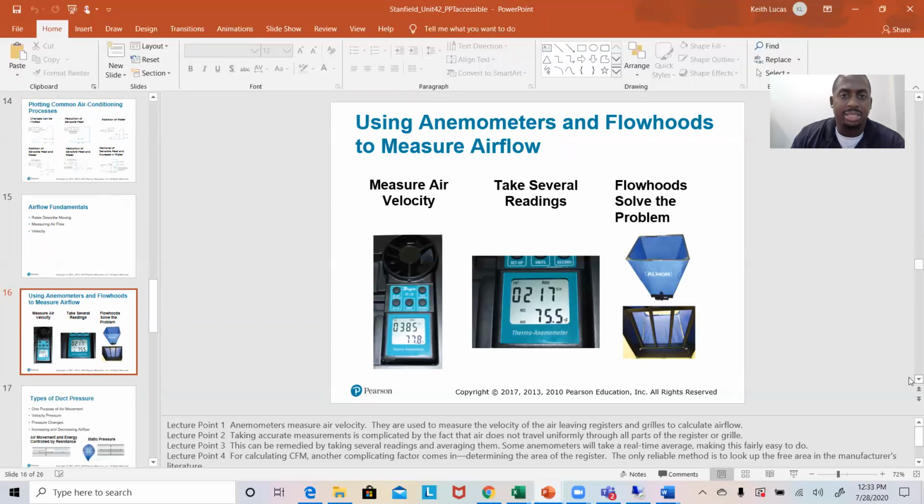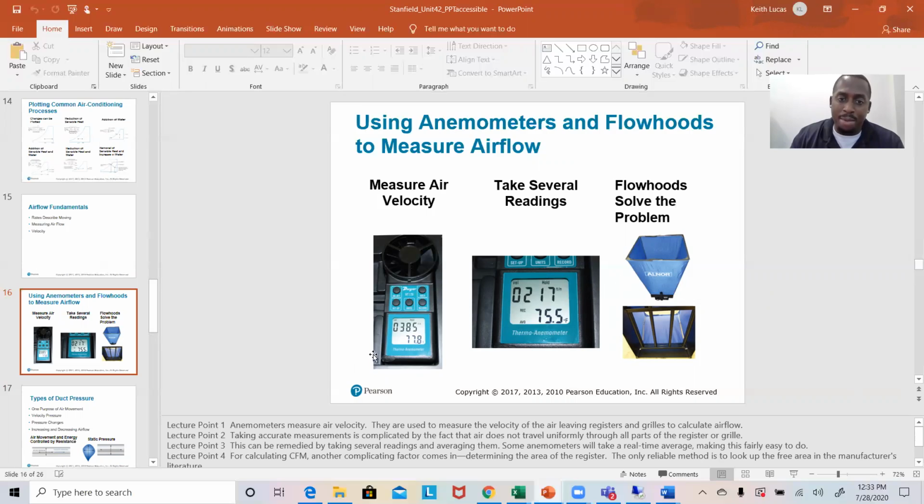That's the velocity. Using anemometers and flow hoods to measure airflow. I've used both, and they're very necessary tools to have. Not most air conditioning techs have them. Air balancers use them. I mean, that's what they do. They check airflow all day long. But I don't think it's a horrible idea for a tech to have one.